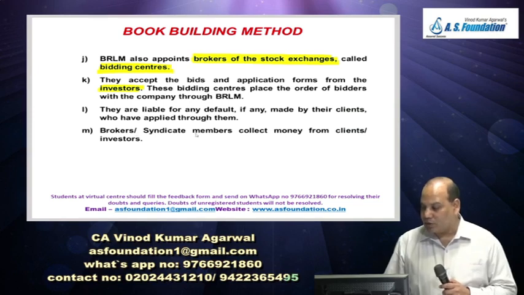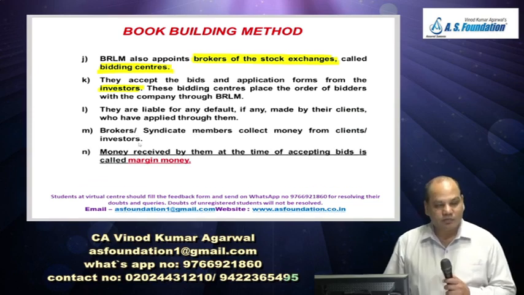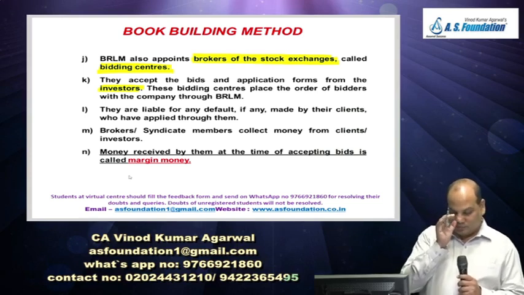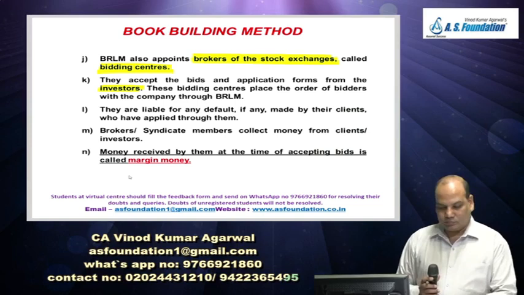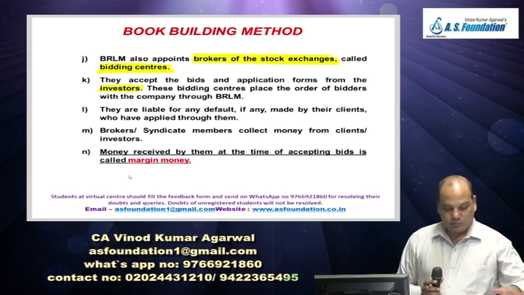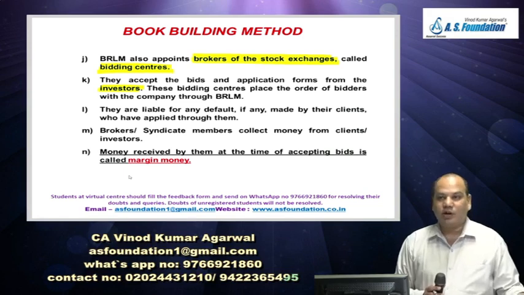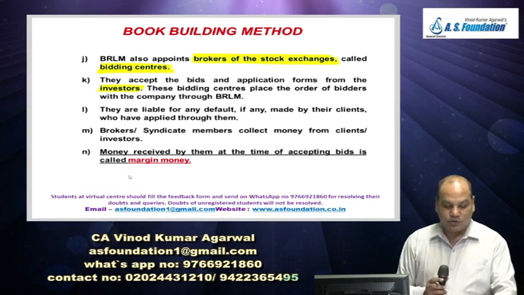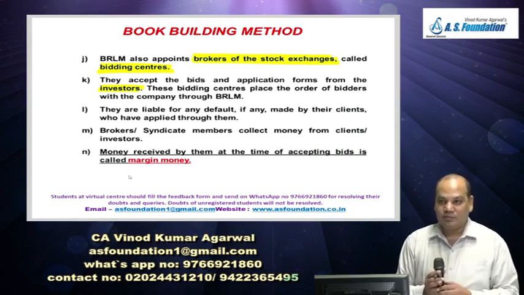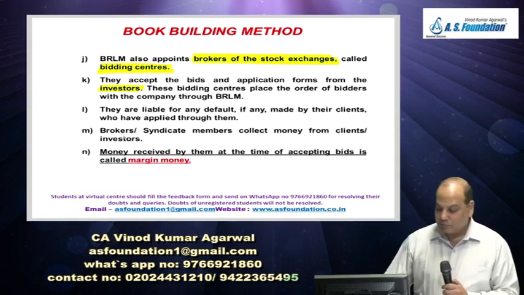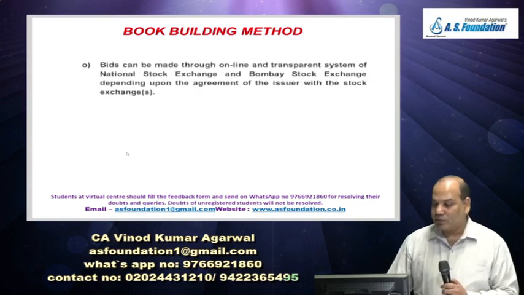Brokers and syndicate members collect money from the client or investors. Money received by them at the time of accepting the bid is called margin money. Underline. When you are going to bid, you have to also pay the amount. For some category of investor, it is 10% of the amount. For some category, it is 100%. We will see that somewhere below. Okay, and that is called margin money.